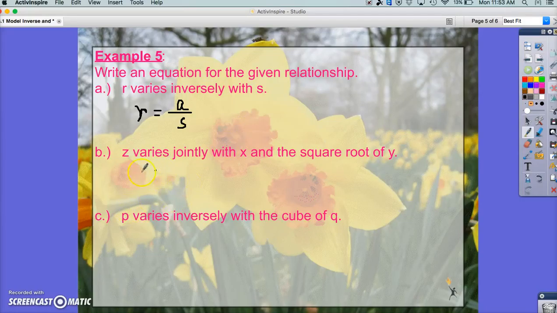All right. Now, varies jointly is all multiplication. So Z varies jointly. Every time I see the word varies or whatever, I put an equal sign. With X and the square root of Y, don't forget your A. First, it's a constant. X square root of Y. And then the last one here, P varies inversely. So P, put an equal sign. Inverse, I know, is a fraction with an A up top. And the cube of Q. So Q to the third power goes here.